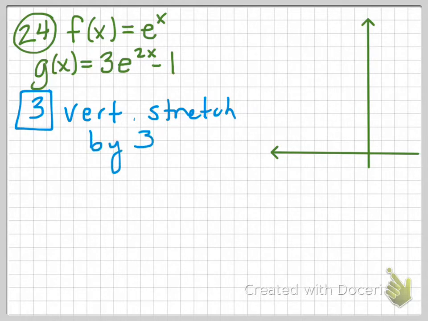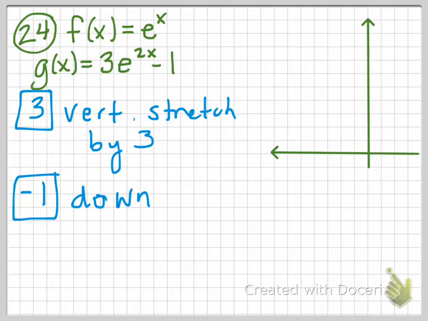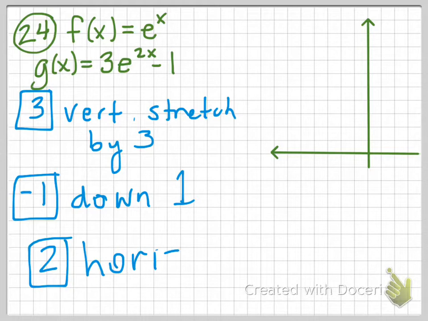And then the -1 outside will move the graph down 1, because remember, if it's outside, it has a vertical effect on the graph. And then the 2 on the inside is a horizontal shrink, because anything inside is horizontal and backwards. So this is a horizontal shrink by 1/2.